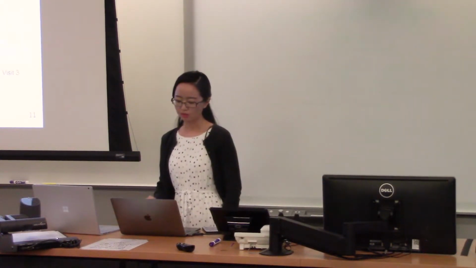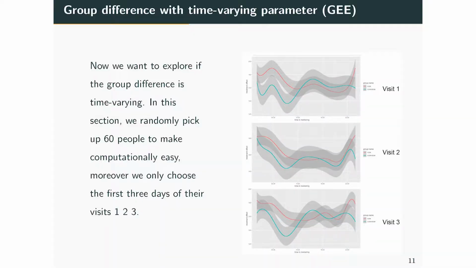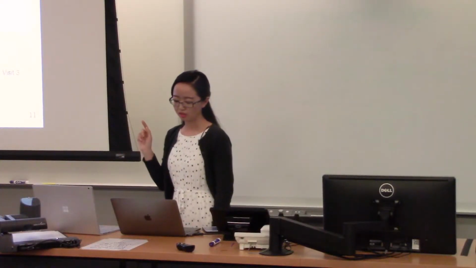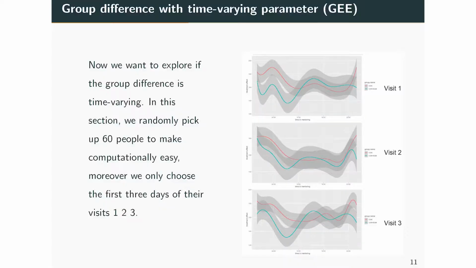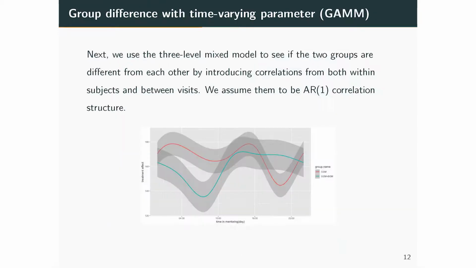Next, we want to see some results from the first model, that is a marginal model with GEE. As I said, GEE can only deal with two-level data structures, so I fix the date here. There are two lines, meaning two groups. You will see that the two groups may actually differ a little bit at very early morning, but not at daytime. The data I used for the application is 60 people, observed over 3 days, 3 visits. We also used the same data set in the mixed model, which introduces two random effects from the subject level and the visit level. We see it could also detect a very small group difference at the beginning of the day, but not very much in the daytime.